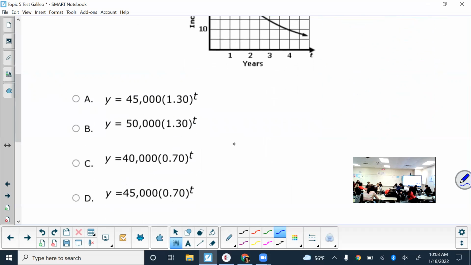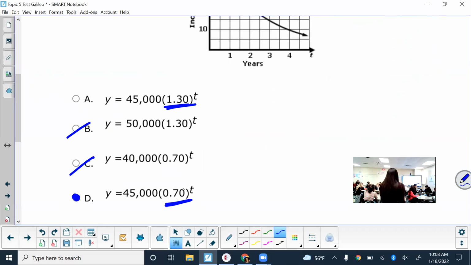So you can cancel out B and C because they don't have the right initial amount. So between A and D, one of these is for growth and one is for decay. So which one's my right answer? D. All right, because if it's decay, if it's decreasing, then the number in the parentheses should be smaller than 1, not bigger. Questions there?